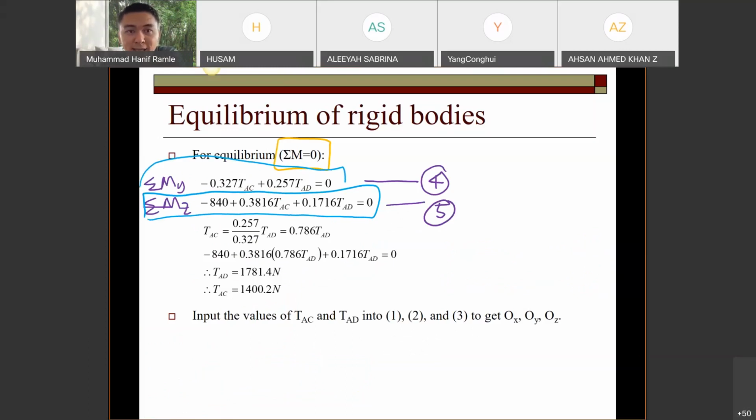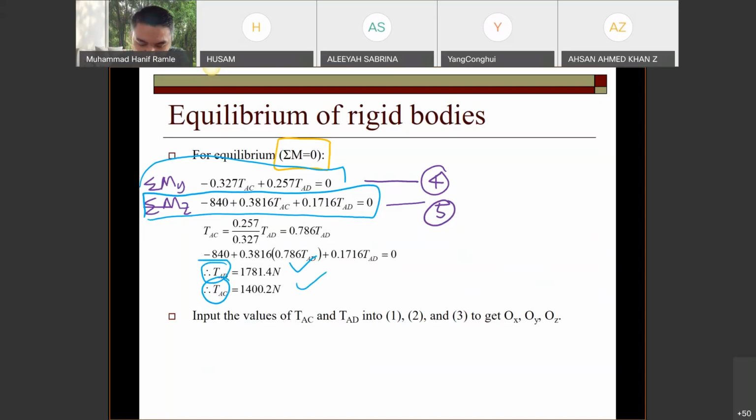You can get TAD and TAC from these two equations. Substitute 5 into 4 or 4 into 5, then you will get the final answer for TAD and TAC. So you have already solved the first problem, which is to determine TAD and TAC.